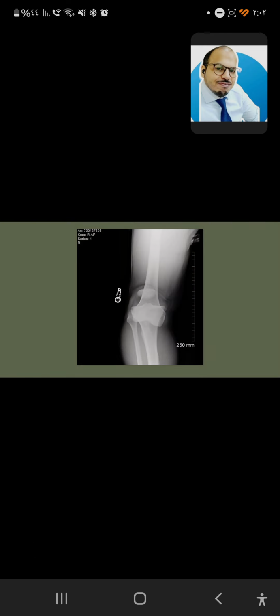As we can see in this image, there is overlap. The tibia is overlapping the femur on this anterior posterior view, but on this lateral view, there's a clear dislocation of the tibia relative to the femur, so clear knee dislocation. In this dislocation, the tibia goes posteriorly in relation to the femur. So this is a posterior knee dislocation.